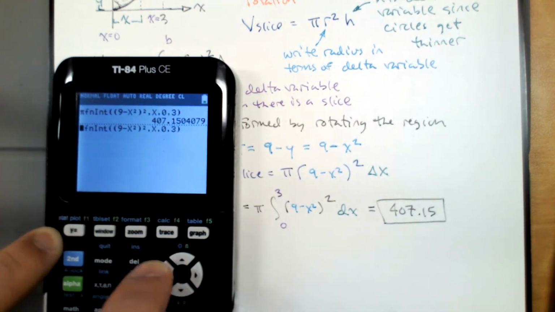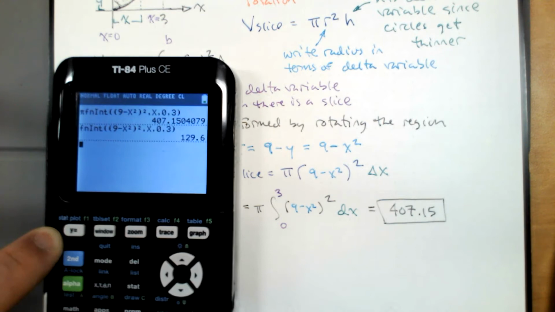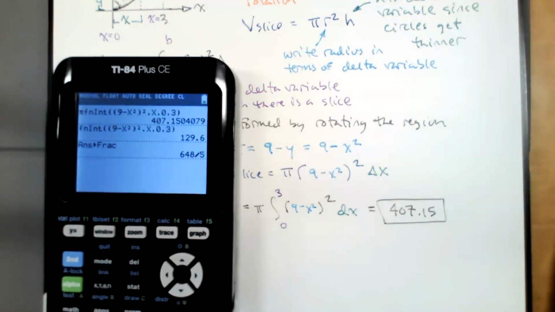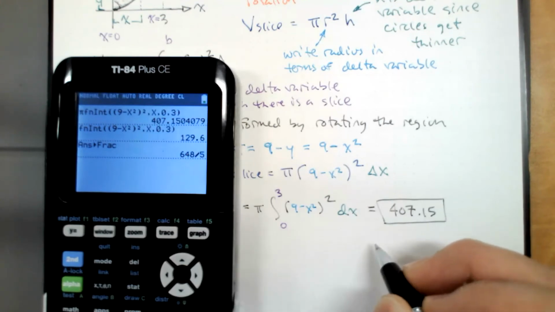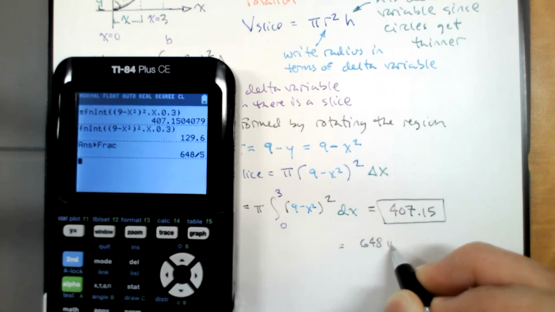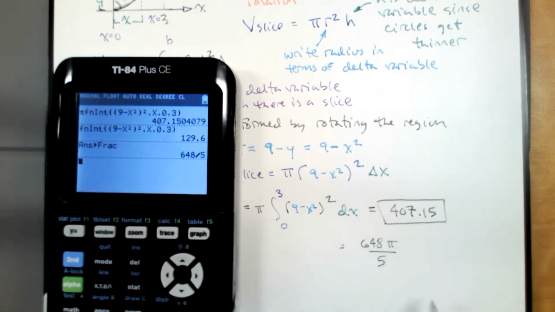We should suspect that this is some fraction multiple of pi. If we drop the pi out of there, it's 129.6. So as a fraction, 648 over 5 pi. Sometimes you'll see exact answers only. That would be really weird to require it be in this form.